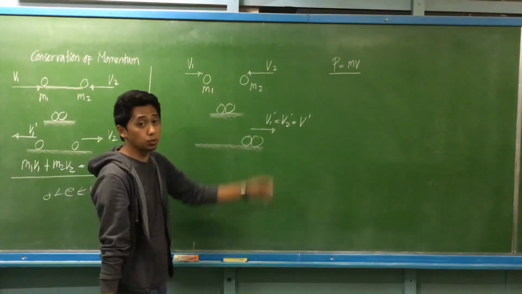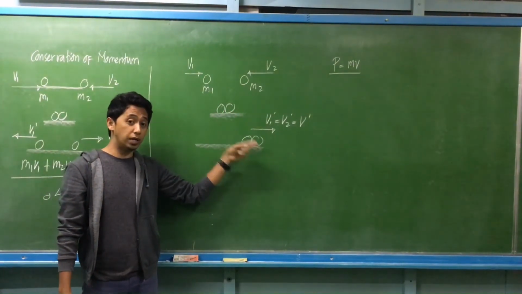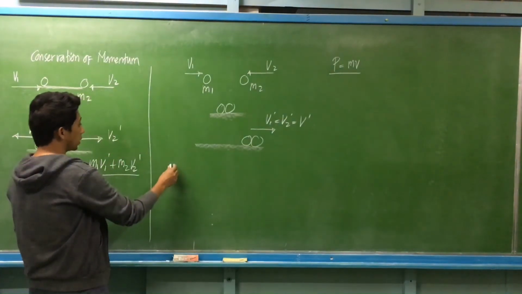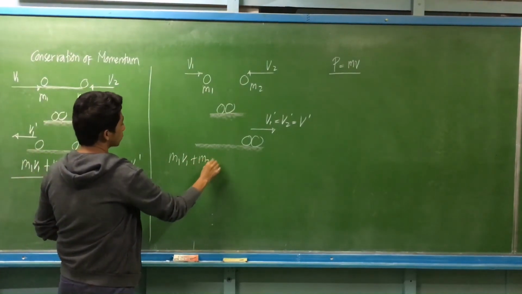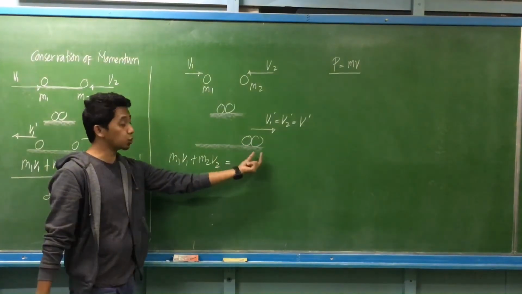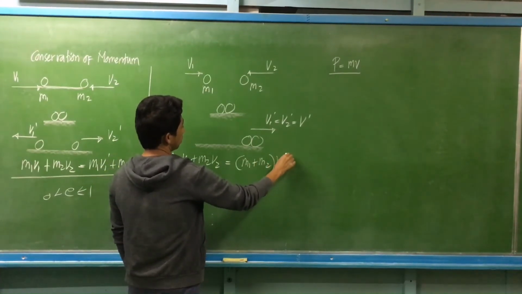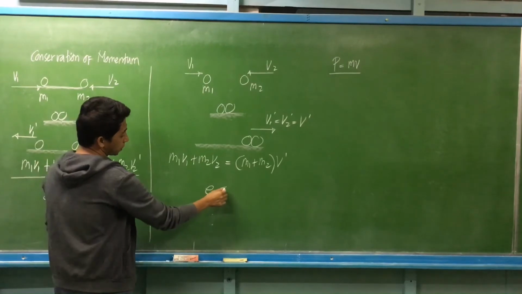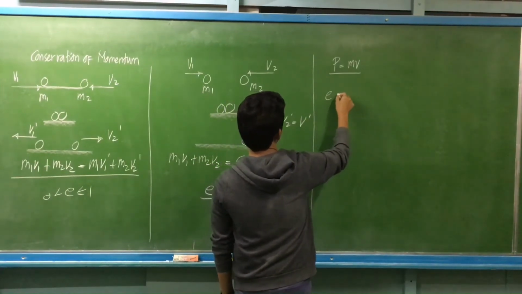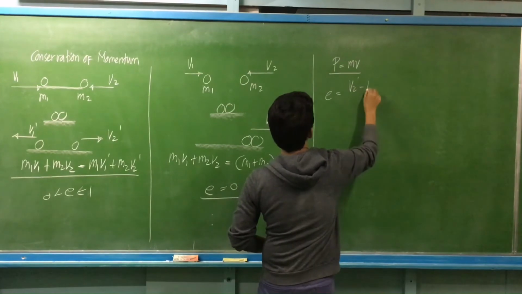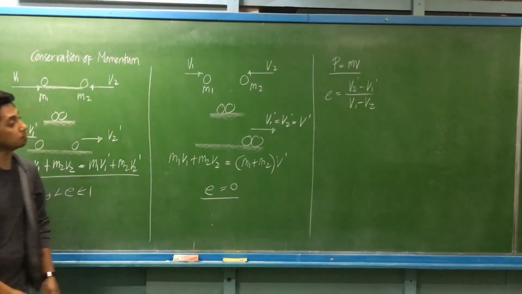For case number 2, again, we have two objects that are about to collide. After collision, they stick together, then they move as one. So our equation for that: what is our momentum before collision? That is mass 1 v1 plus mass 2 v2, which is equal to, if they stick together and move as one, the combined masses, m1 plus m2, times a common velocity. The value of the coefficient of restitution for this case is 0. So the equation of the coefficient of restitution, e, is equal to v2 prime minus v1 prime, divided by v1 minus v2. Okay? So let's have an example.